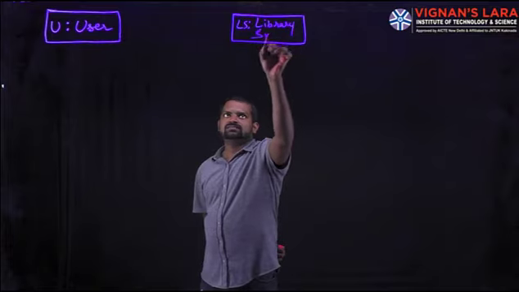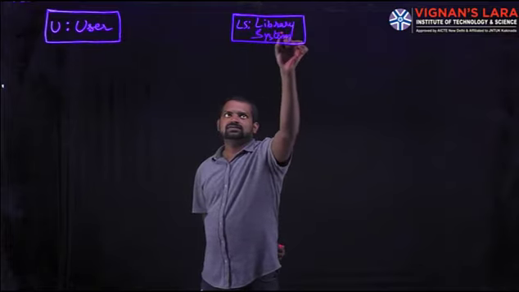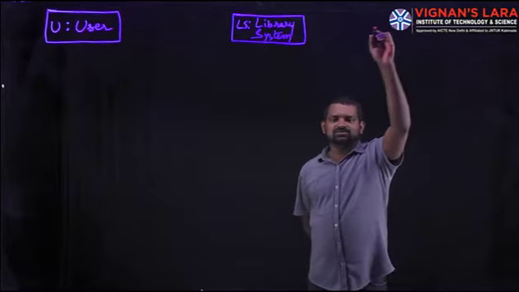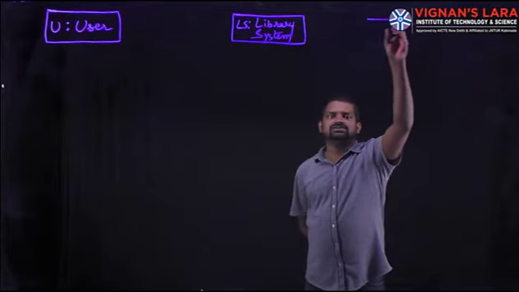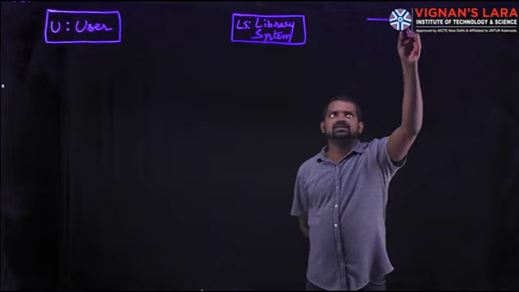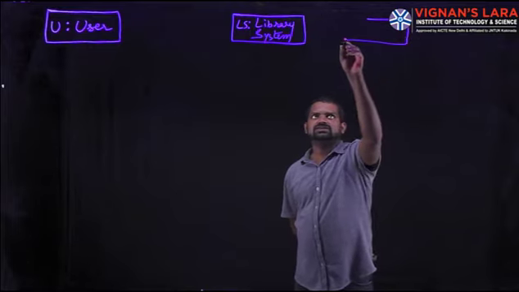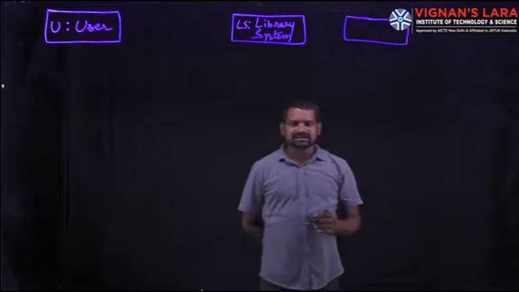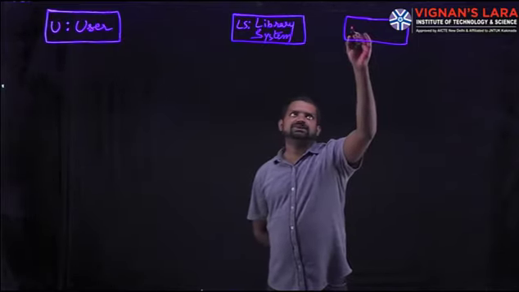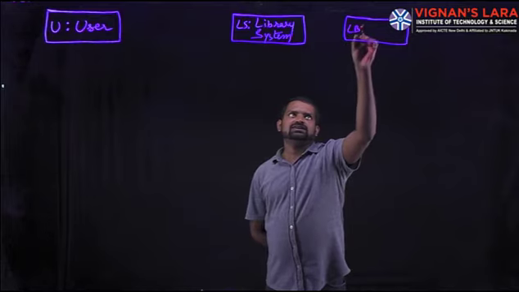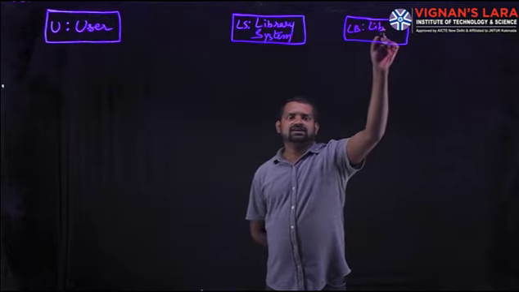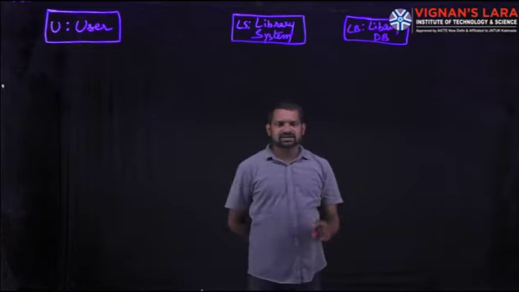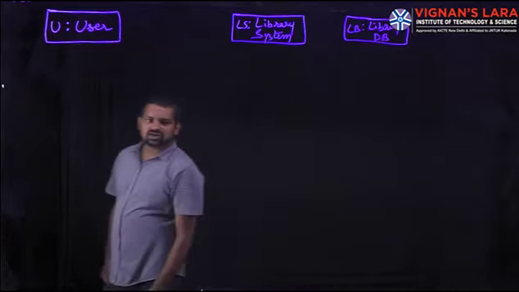Library system. Okay, and next another object is there. That object name is DB, database, library management database. Library DB, library database. So these are all the objects.